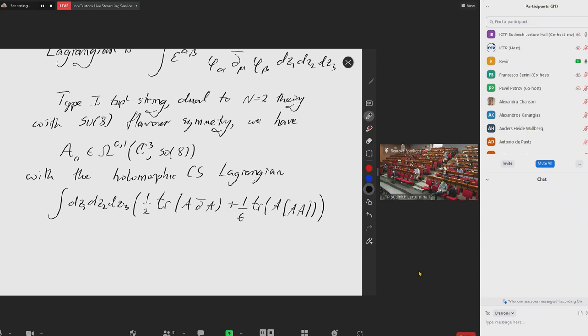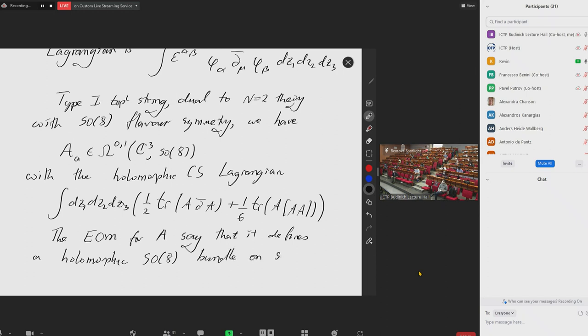So, in this case, the equations of motion for A say that it defines a holomorphic SO8 bundle on the space time.